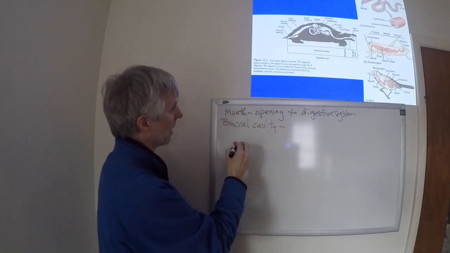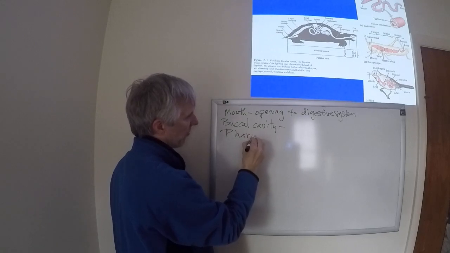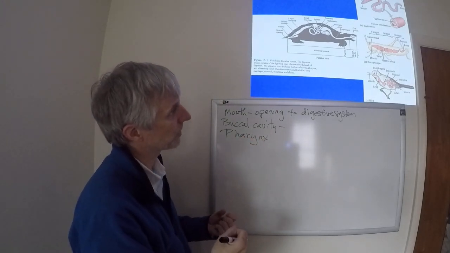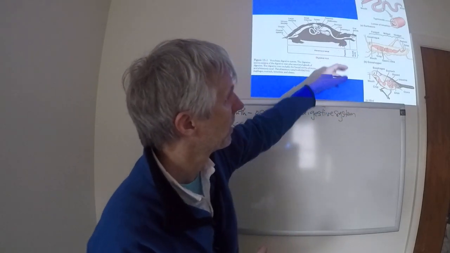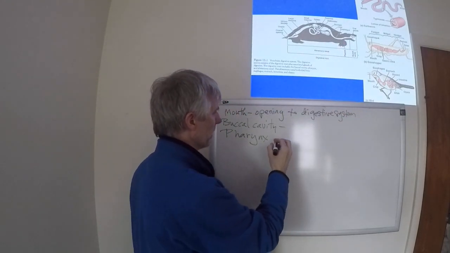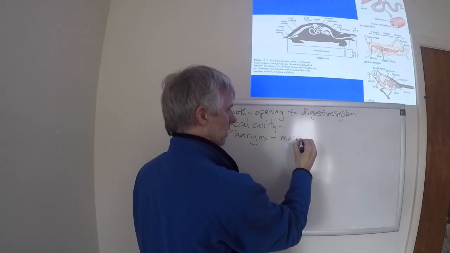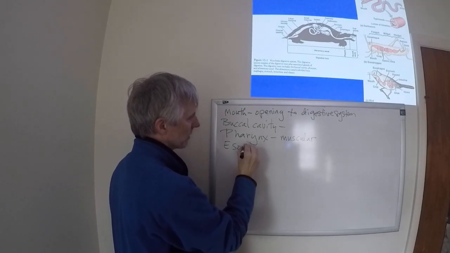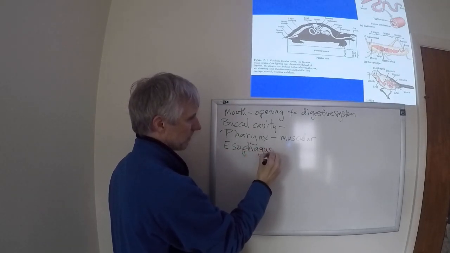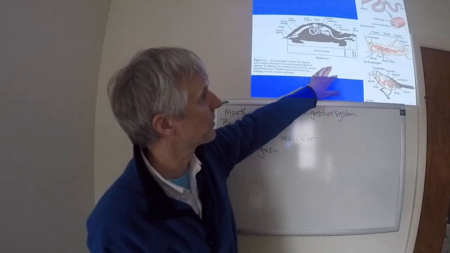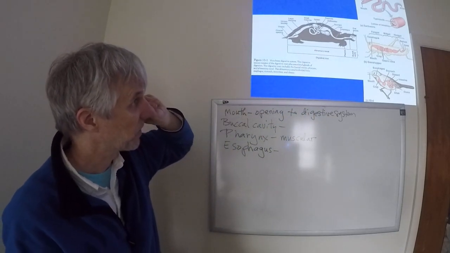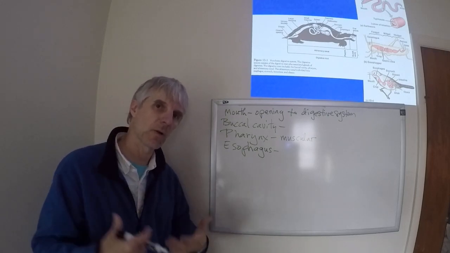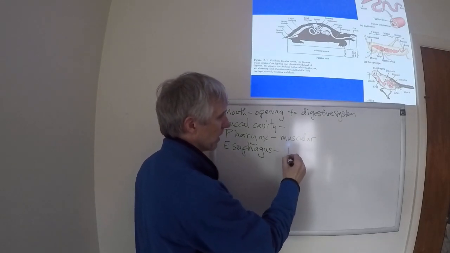Then from the buccal cavity, we have a pharynx. The pharynx is a muscular portion whose job it is to conduct material to the next compartment. That would be the esophagus. And the esophagus is a tube from the pharynx to the next compartment, whose job it is to conduct material down to that compartment.